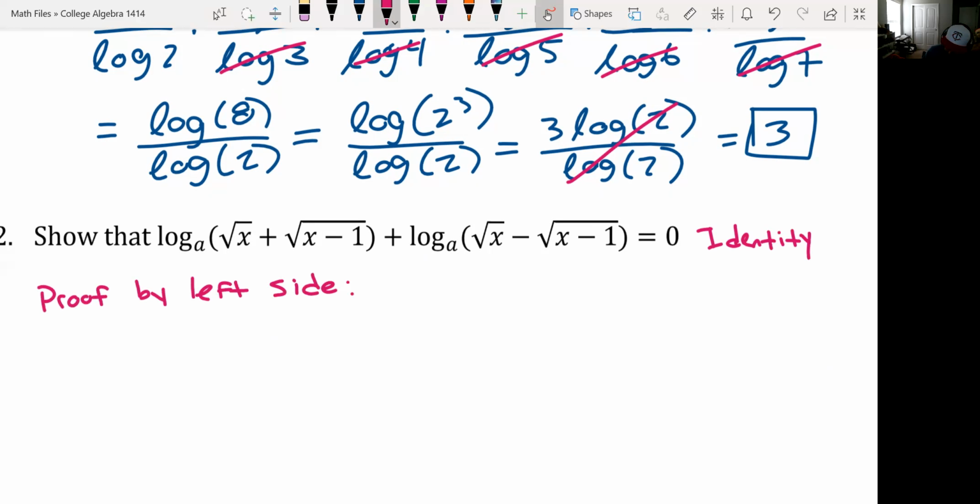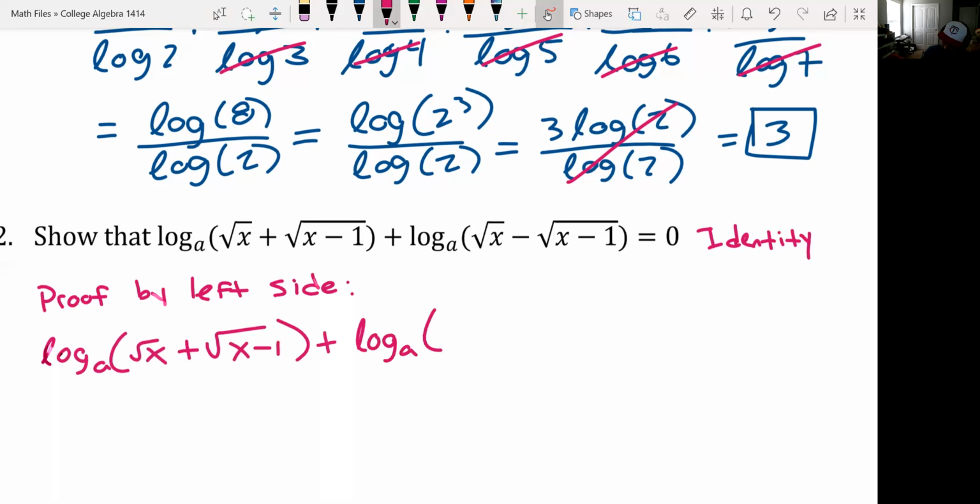So we start with log base a of the square root of x plus the square root of x minus 1, plus log base a of the square root of x minus the square root of x minus 1. We don't set it equal to 0 because we're trying to prove that this left side is equal to 0. So first thing we notice is that these are connected by addition.